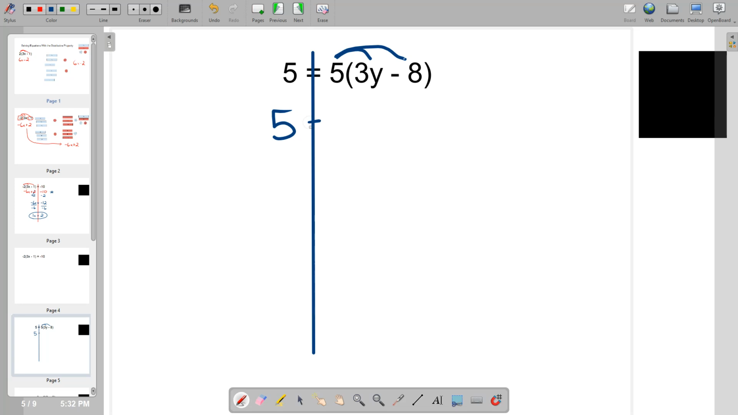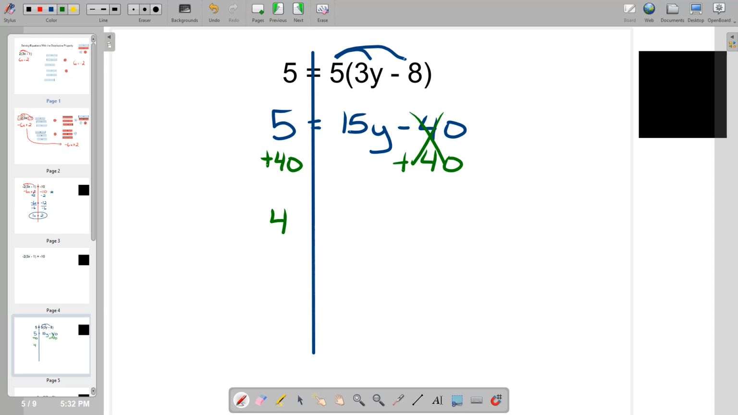I'm going to do is equal to 15y, because 5 times 3 is 15. And then 5 times negative 8 will give me negative 40. From here, it's now just a 2-step equation. I'm going to add 40 to both sides. This is equal to 0, so we can ignore it.